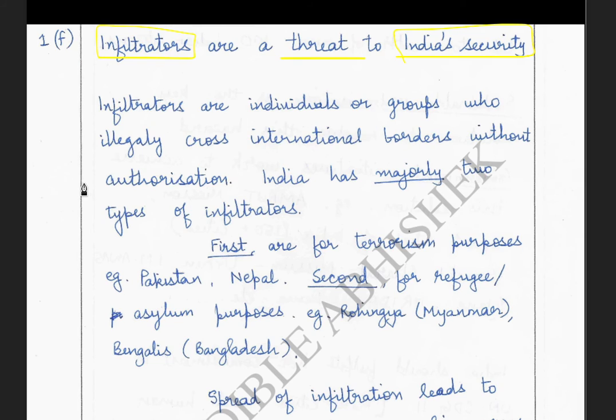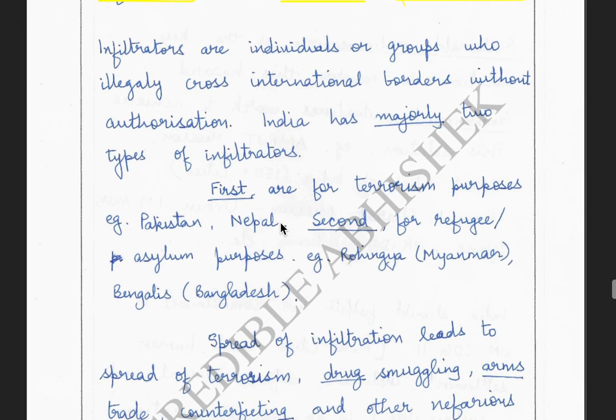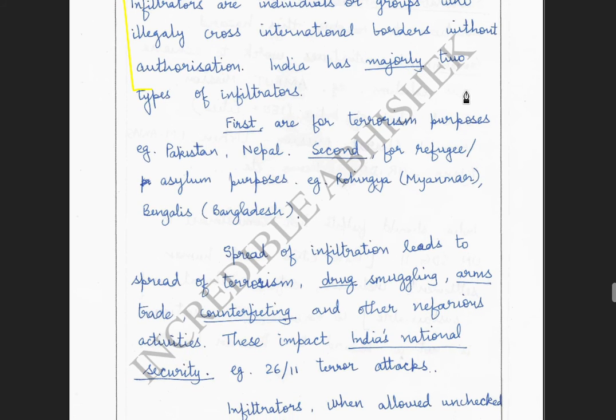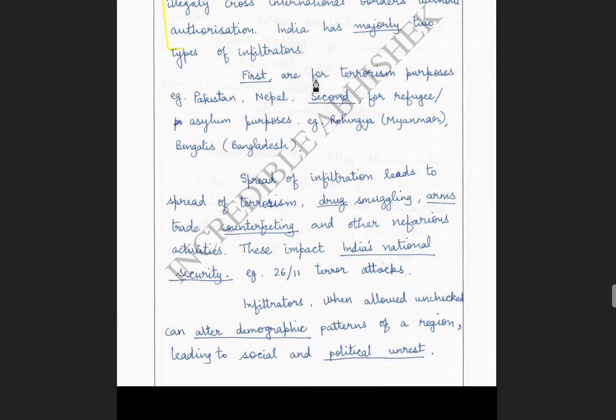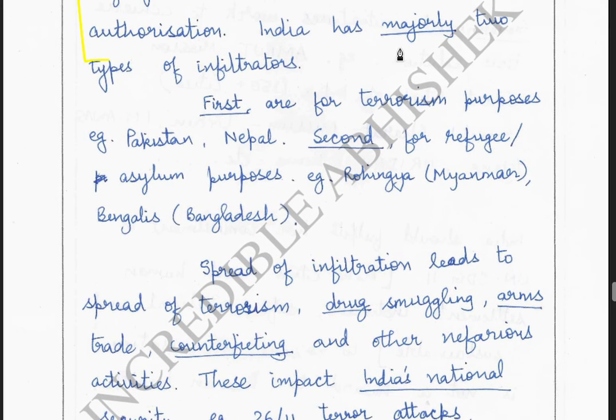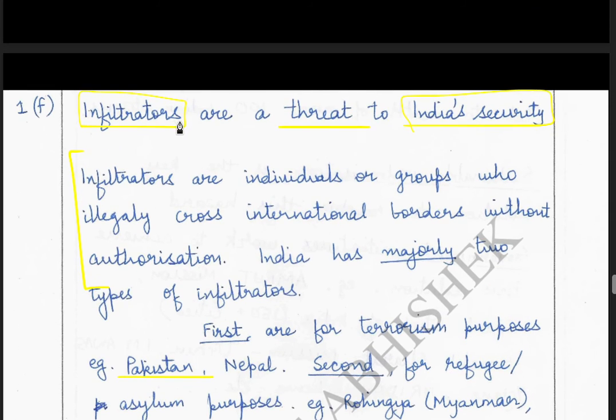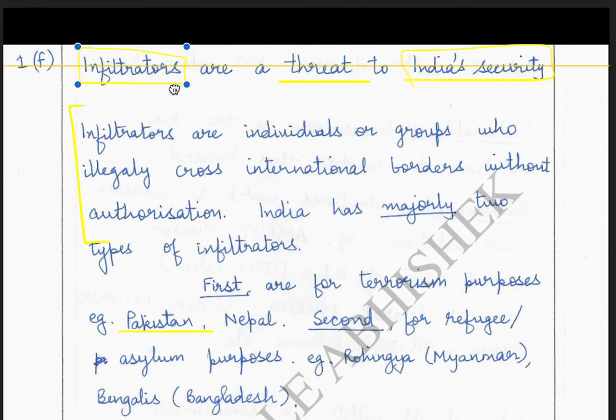Infiltrators are individuals or groups who illegally cross without authorization. India has majorly two types of infiltrators. Now he has given a static intro because this is a static topic, and he has written two types of infiltrators. Within this paragraph he has spoken of the two types. First are for terrorism purposes, for example Pakistan, Nepal. Second, for refugee or asylum purposes. He has categorized the infiltrators into two parts: terrorism and refugee. And now he will talk on each of them.